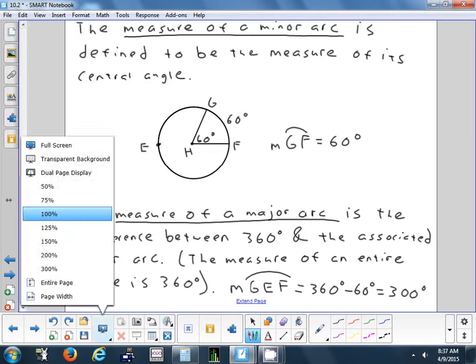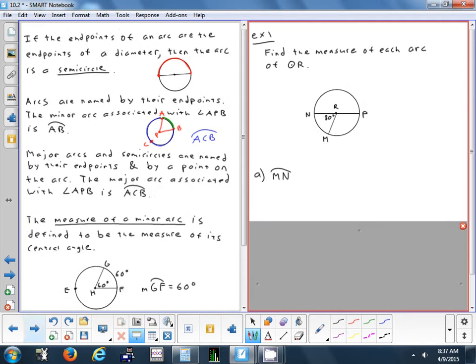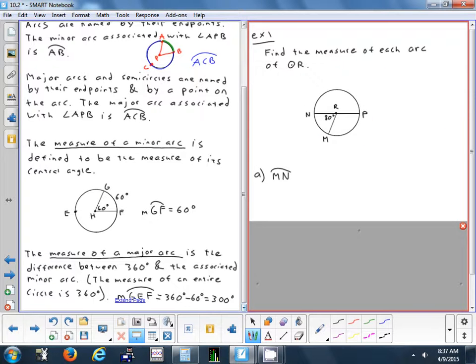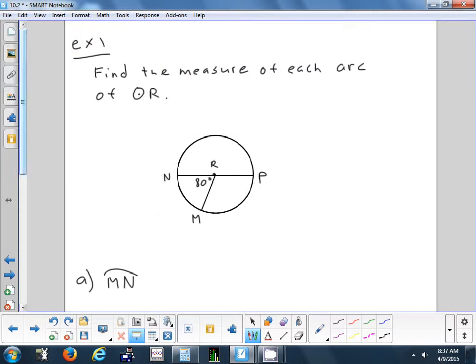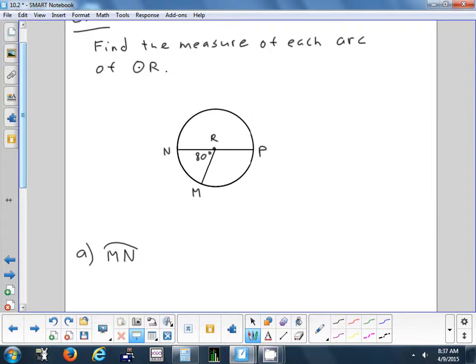All right. Let's try a couple problems. Okay, so I want to find the measure of each arc I've listed below. In circle R. Everybody have what's on the left so I can make the right a little bigger? All right. Anyone think they could tell me the measure of arc MN?